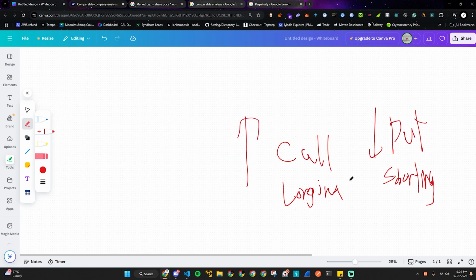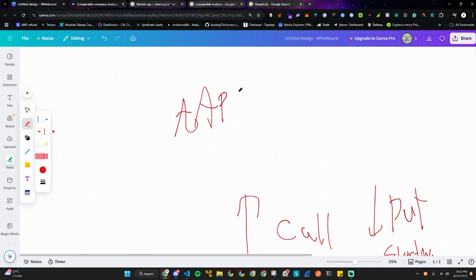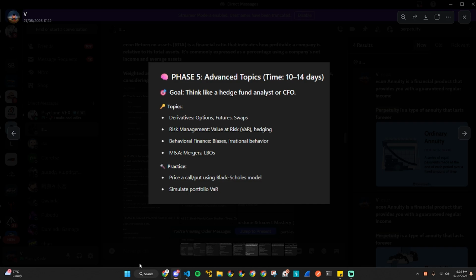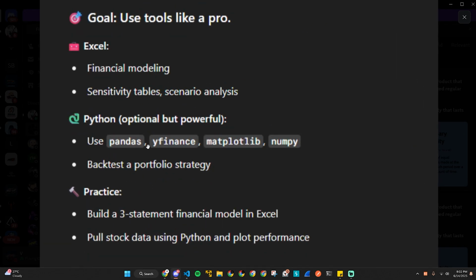This is options trading, which is the share market. So you bet on either individual companies, let's say Apple, whose ticker is AAPL, or you do index funds. Let's say Nasdaq, NQ. That's the index fund. So VAR, which is simulate portfolio VAR, that's value at risk. This is just financial modeling. These are just packages. Don't worry about it.